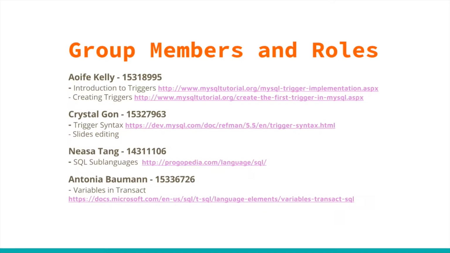Regarding the workload division, Aoife did the introduction to triggers slides. She also did the one about the creation of the triggers. Crystal and myself, I did the trigger syntax slides as well as the slides editing and the voiceover. Nessa did the SQL sublanguages slide and Antonia did the variables in Transact one.